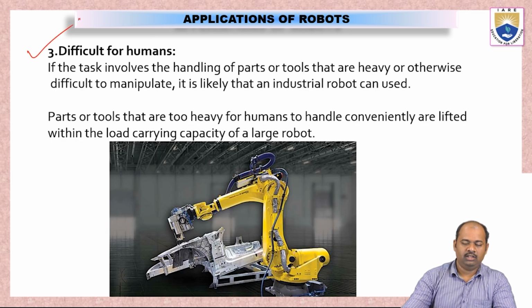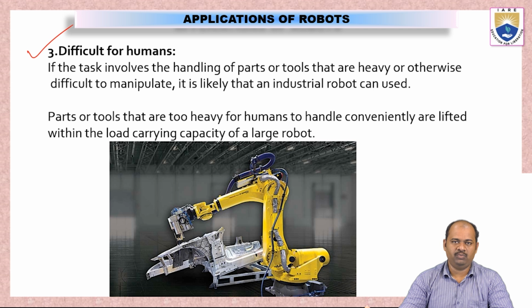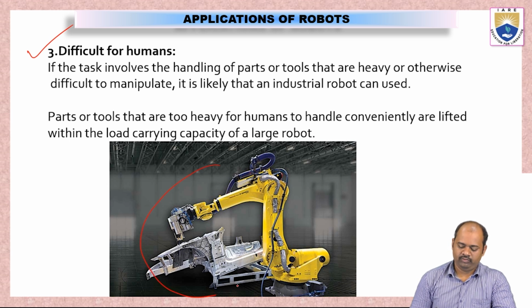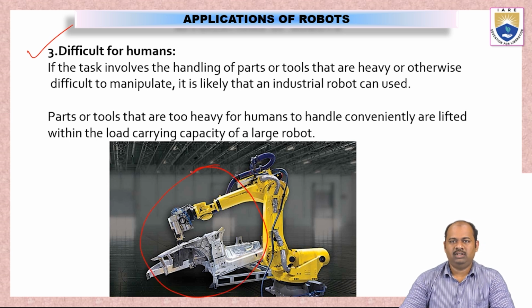The next thing is tasks which are difficult for human beings. They also can be done with the help of robots. Like in this picture, we can see an object being handled by a robot. This object is very heavy, like 30 to 40 kilograms. If a human being has to lift this object from one place to another while doing some operations, it is very hard, because this is not the only object he will be working on the entire day. He has to work on multiple objects of a similar kind throughout the day.